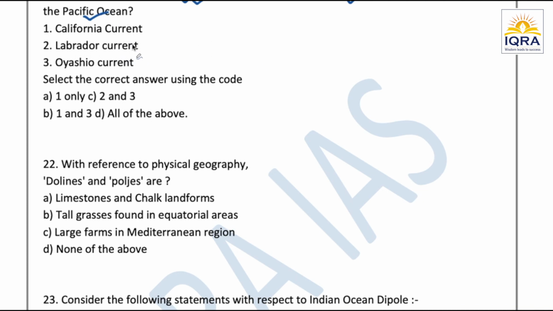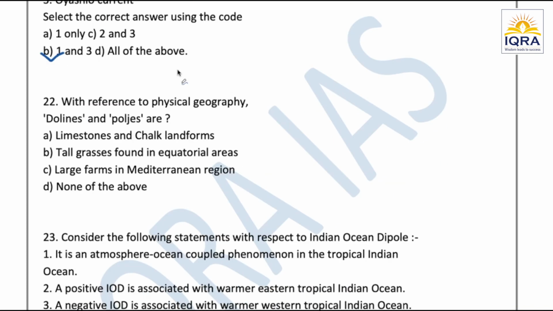So, the answer to this question is option B, that is 1 and 3. California current and Oyashio current, these are all cold currents, but there's a catch here: the question asks about the Pacific Ocean, and apparently the Labrador current is present in the North Atlantic Ocean. Hence, option 2 becomes incorrect, right?